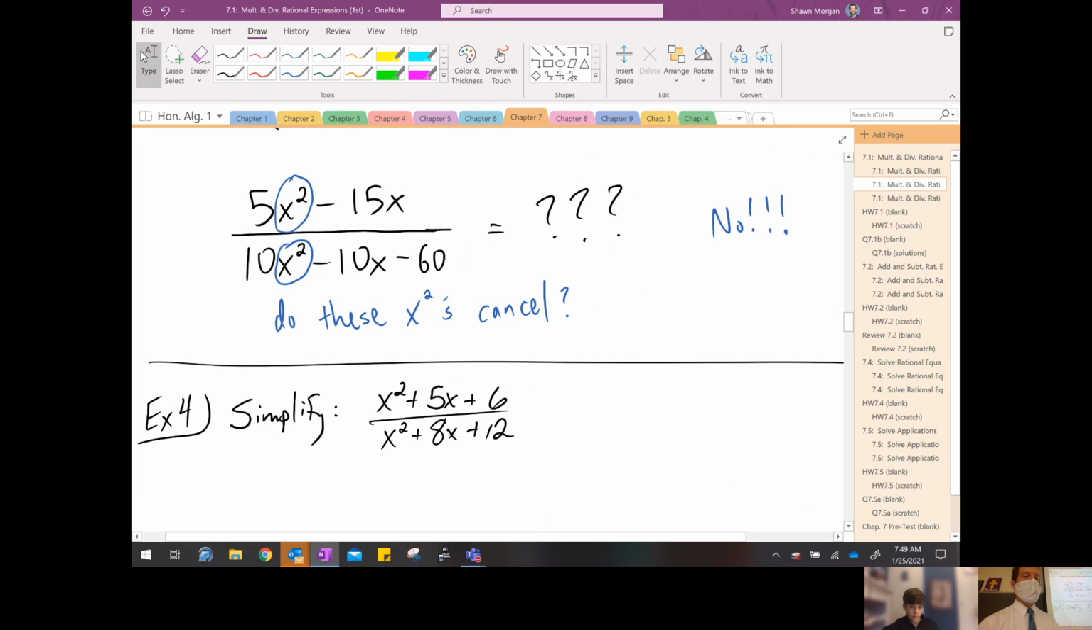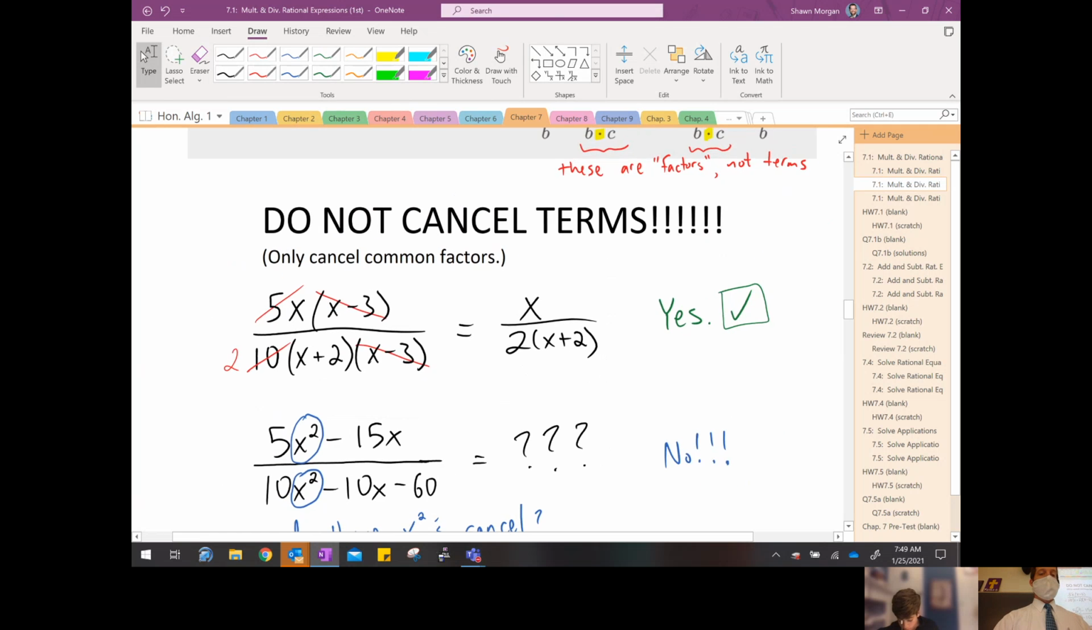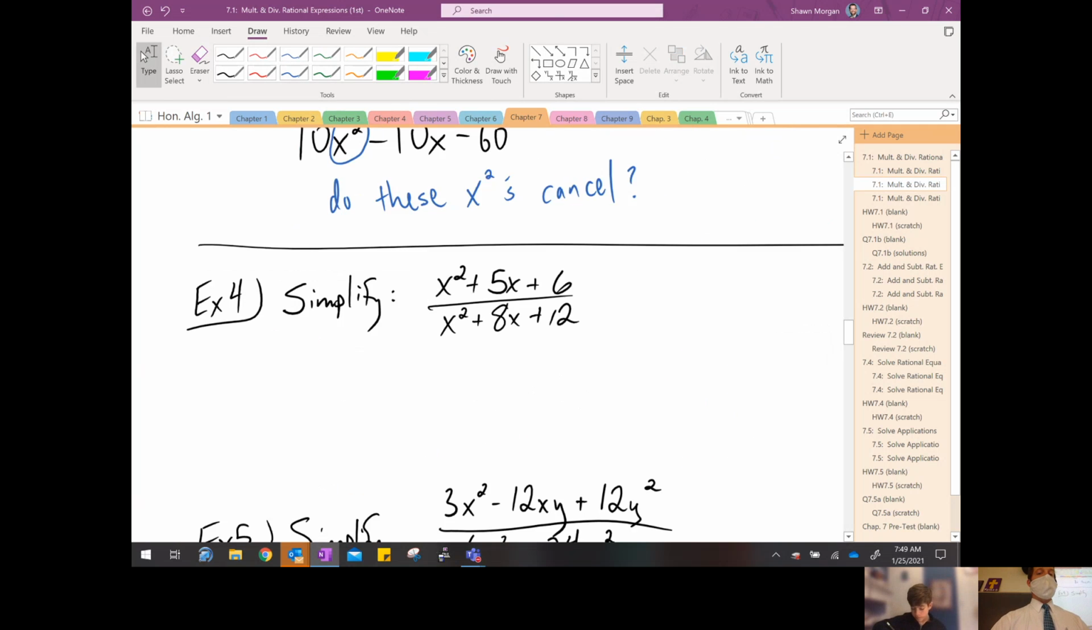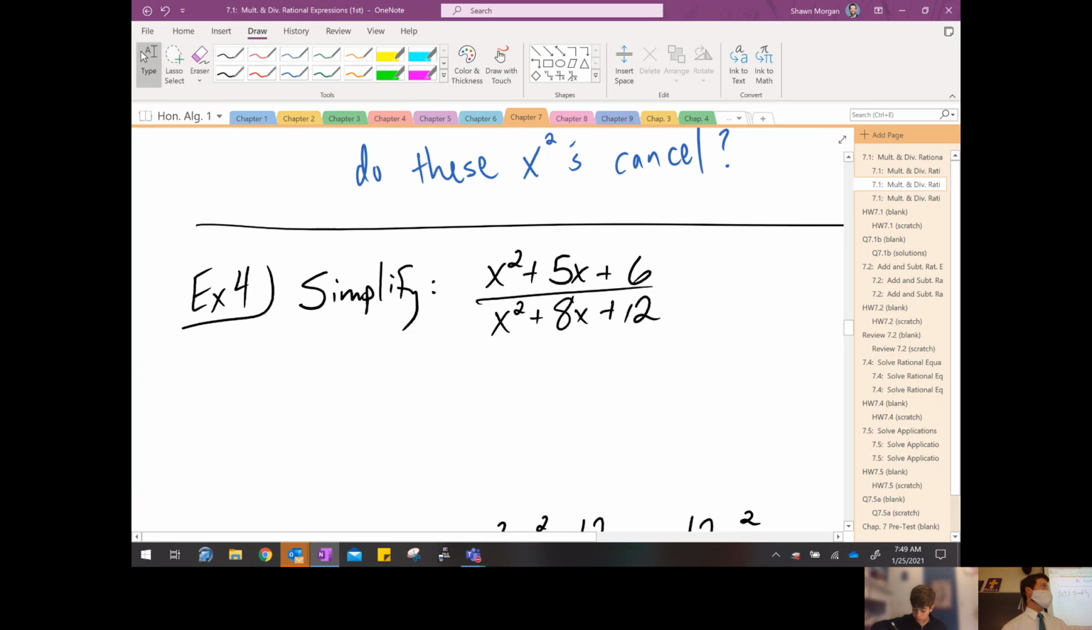What did we just say? What did I just tell you was a temptation that I used to fall prey to that we should not do? We should not cancel out terms, which are things that are added or subtracted. Boo, bad, Nate. Try again. What should I do first? Write it as a product. In other words, factor the top and factor the bottom.